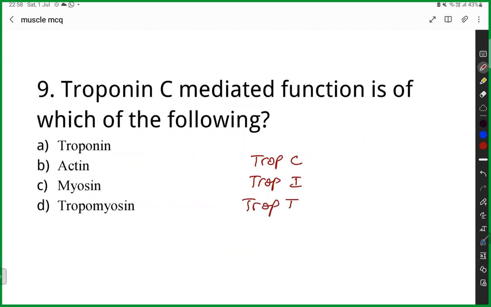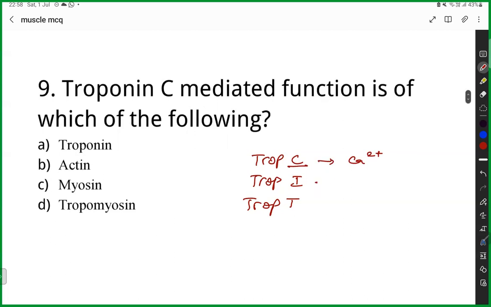Okay, you have three important troponins in your skeletal muscle. Now they have asked you what the troponin C mediated function is. Remember, I'll tell you one easy thing to remember. Troponin C is for calcium.